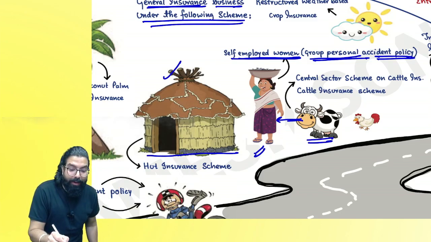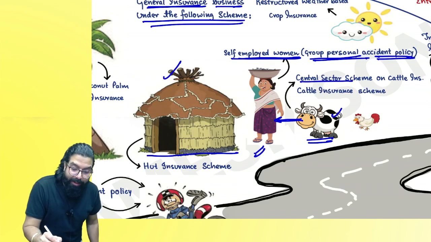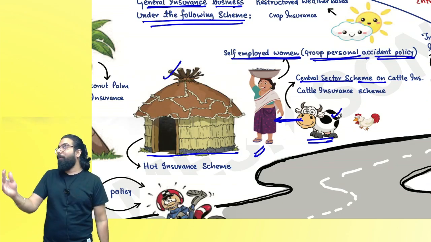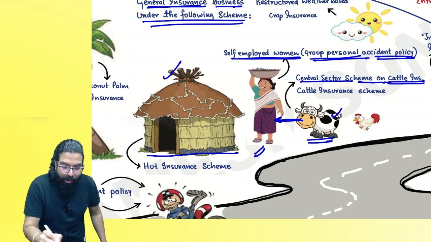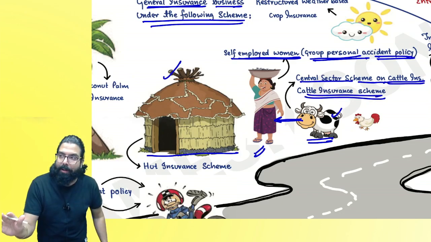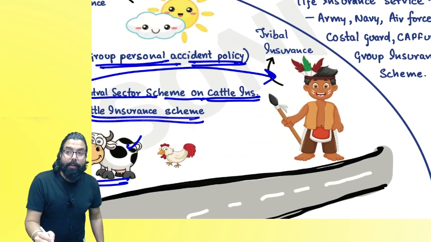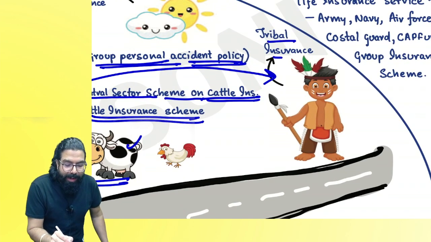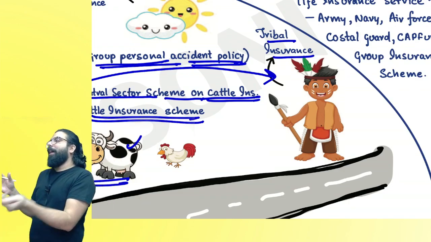Baba, this cattle, what if it is hurt and injured? The government told that center sector schemes on cattle insurance, the cattle insurance scheme also, is clear: GST will not come. Now, Baba, madam's husband is over here. Any tribal insurance which is there, also GST will not come.